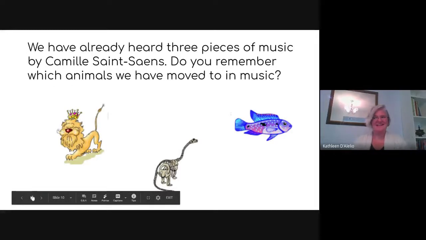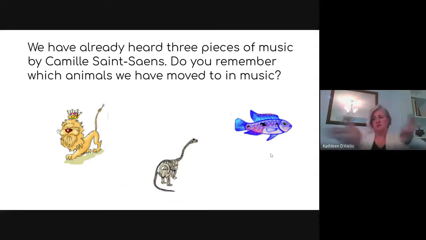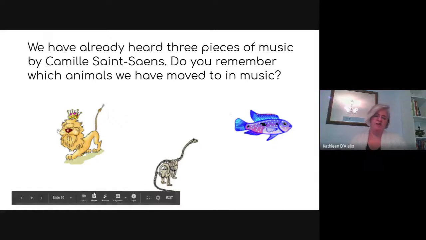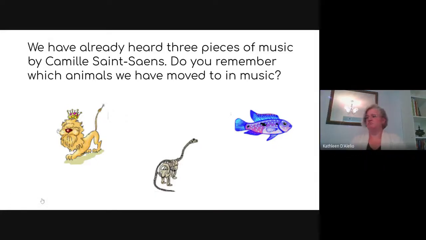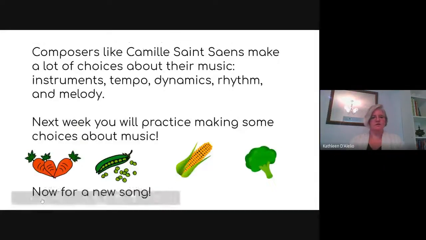Were you right? Did you think of the lion? We learned about the lion. We moved like lions in September. In October, we moved like dinosaurs. And this month in November, we're going to move like sea creatures in the aquarium. Fish, hermit crabs, whatever else lives in the sea.